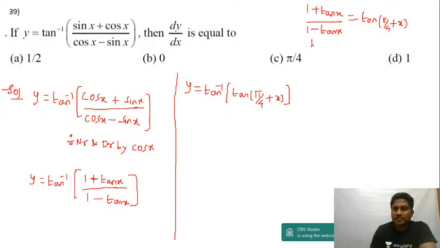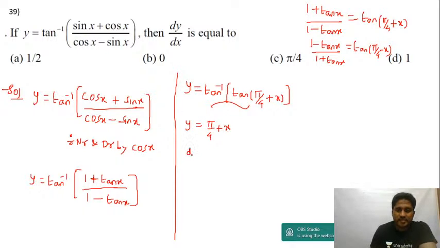And similarly, 1 minus tan x upon 1 plus tan x will be equal to tan of pi by 4 minus x. That's the first PUC formula, 11th standard class 11 formula. So this becomes y is equal to tan inverse of tan of pi by 4 plus x, which is pi by 4 plus x.